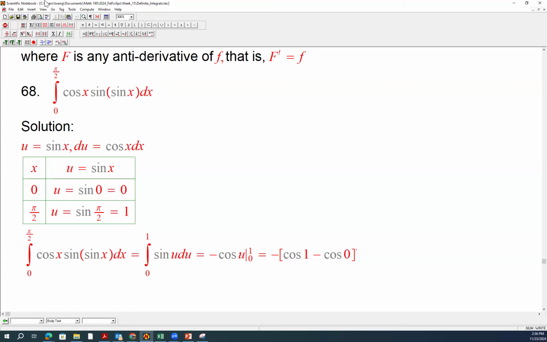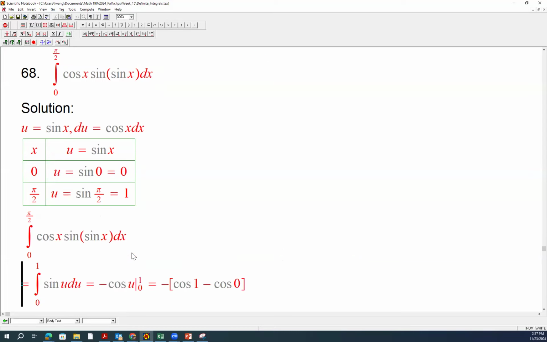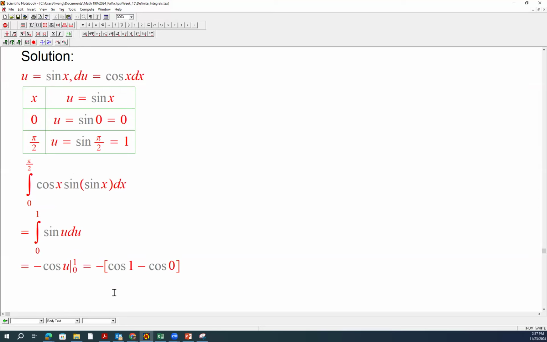What is cosine 1 equal to? Well, cosine 1 is in radians. If you punch it into a calculator, you're going to get a decimal, but in this case, I recommend you just leave it as is. So we show our work. In the end, we get negative, inside the bracket, cosine 1 minus 1, because cosine 0 equals 1. If you want to go further, you open up the bracket and you get 1 minus cosine 1.